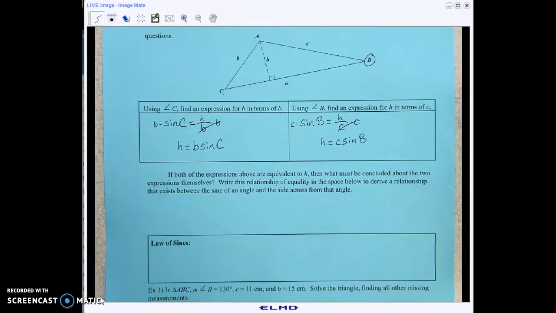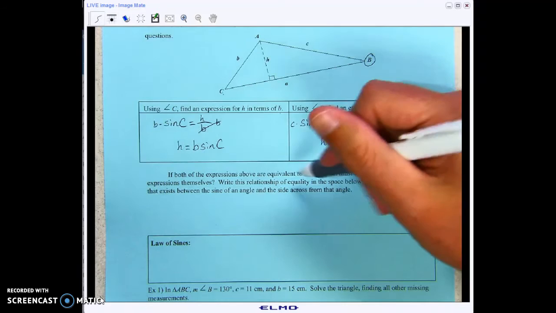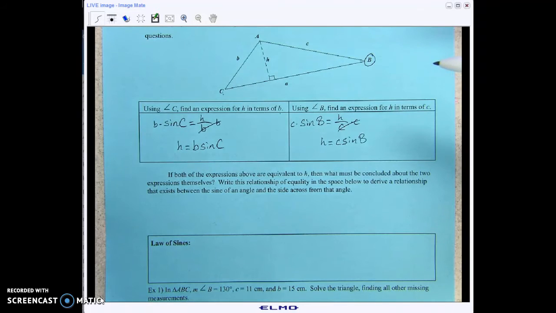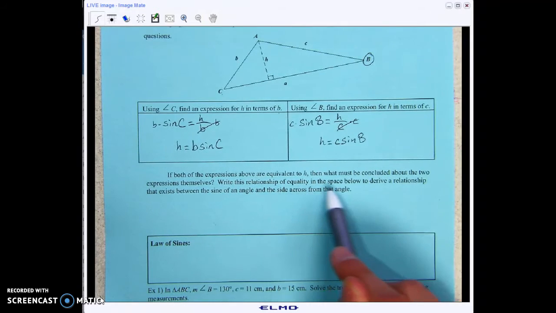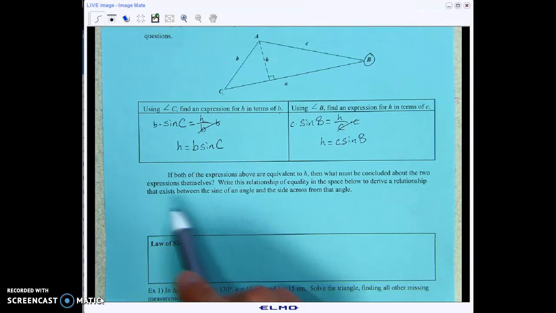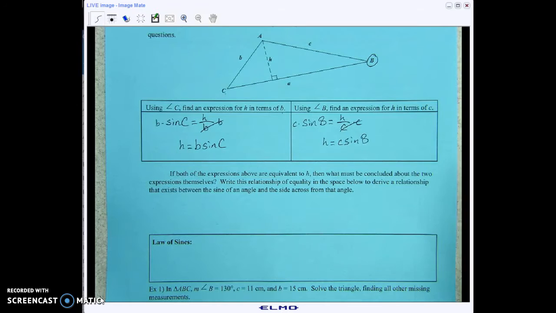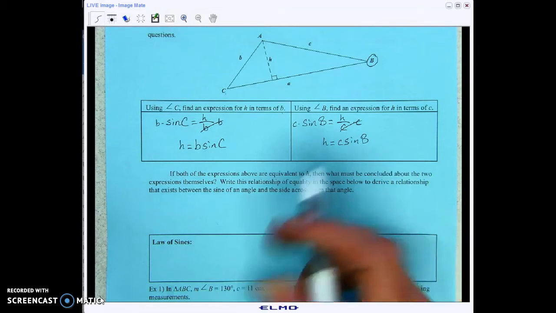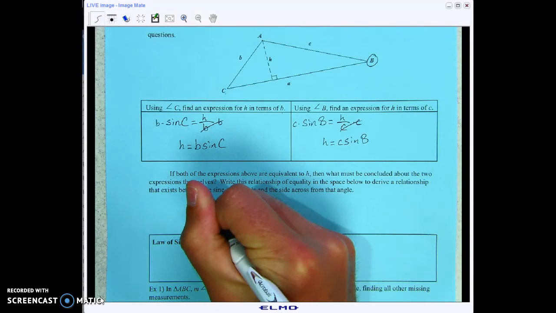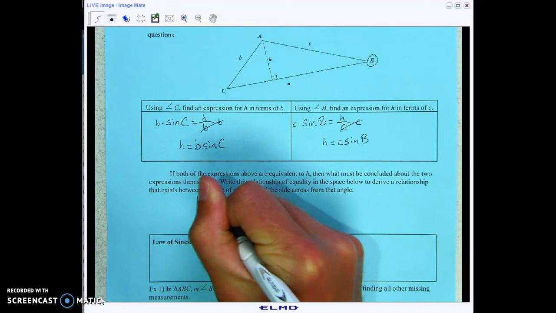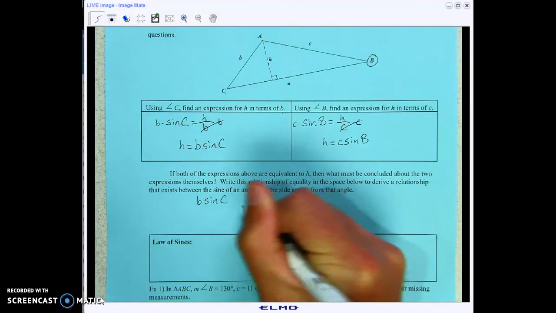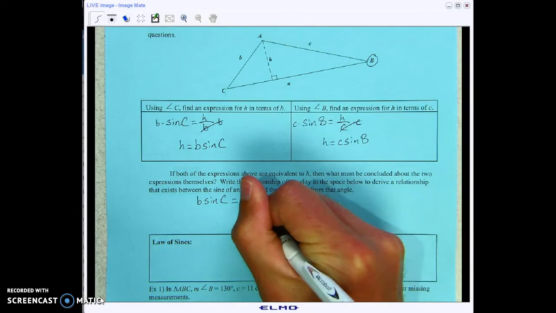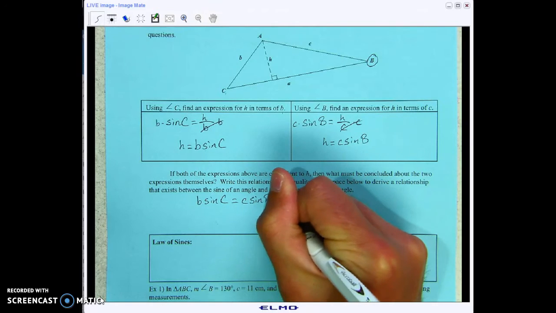So the next paragraph here says, if both of the expressions above are equivalent to H, then what must be concluded about the two expressions themselves? Write this relationship of equality in the space below to derive a relationship that exists between the sine of an angle and the side across from that angle. Okay, well, we know that if H is equal to both B sine C and C sine B, we can set those things equal to each other, right? So we get that B times the sine of C is equal to C times the sine of B.